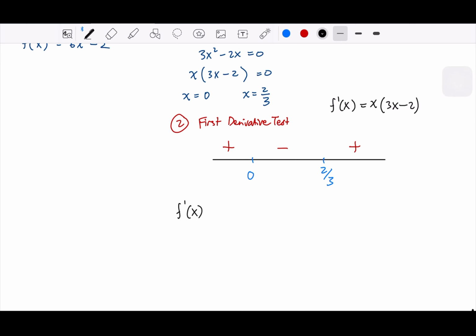Okay, so based on our test, whenever we have a positive value, the function is increasing. So f prime greater than 0, f is increasing, and f prime less than 0, or negative, f is decreasing. Okay, so keep that in mind.